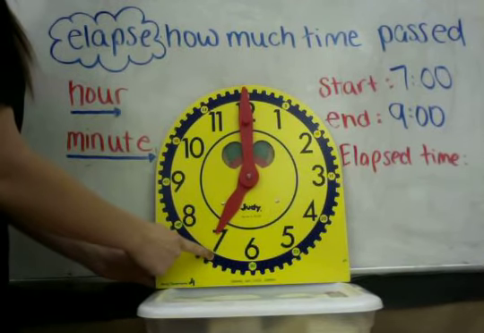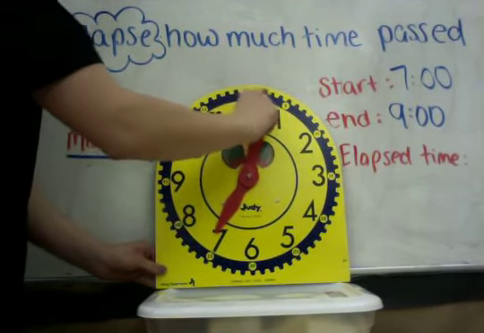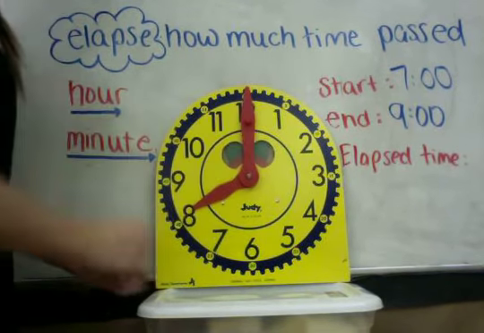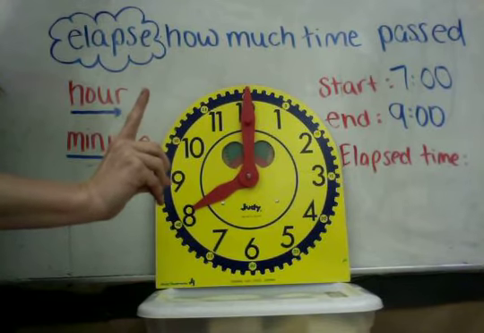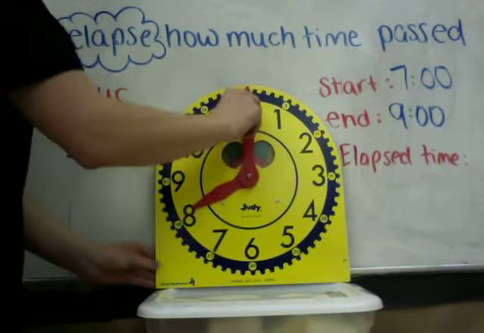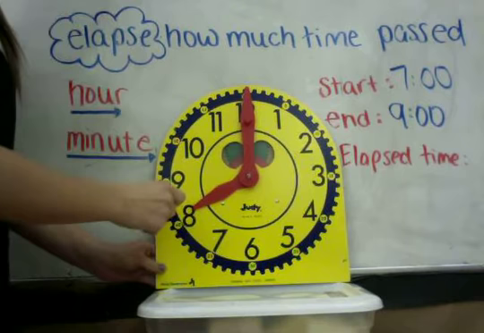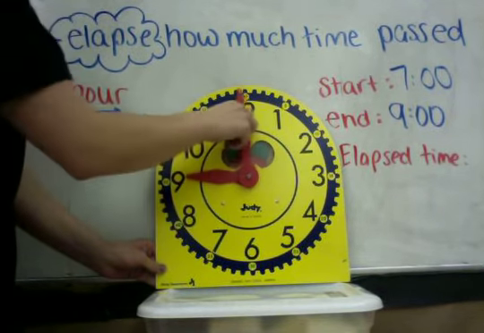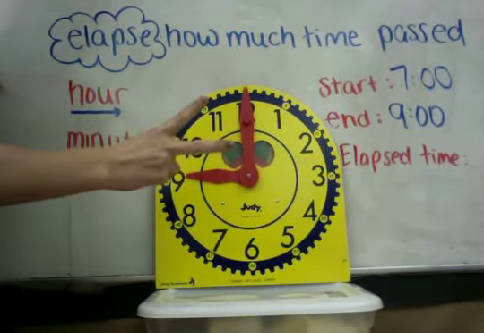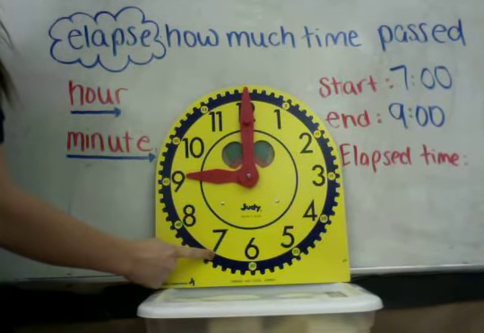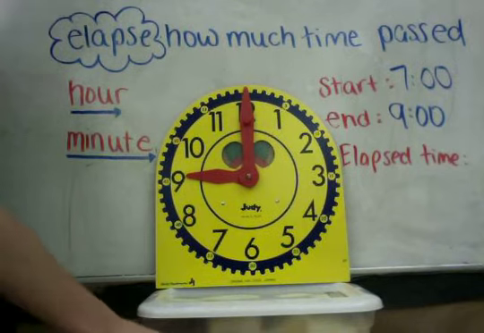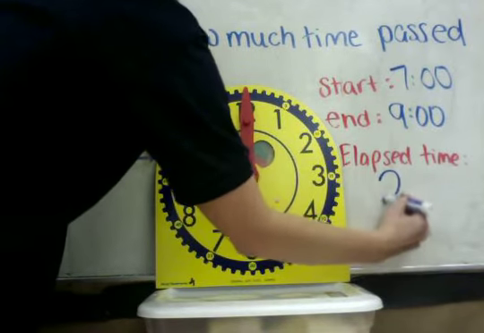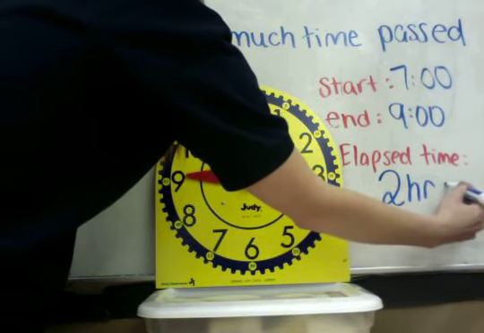So start with me. This is 7. If I were to move our minute hand all the way around our clock to 8 o'clock, that would be 1 hour. Now remember, I got to get my time to 9 o'clock here. If it goes all the way around the clock one more time, that's 2 hours. So from 7 o'clock to 9 o'clock, Hussein has been at his game for 2 hours.